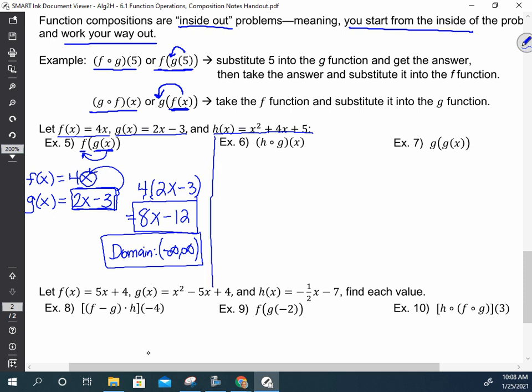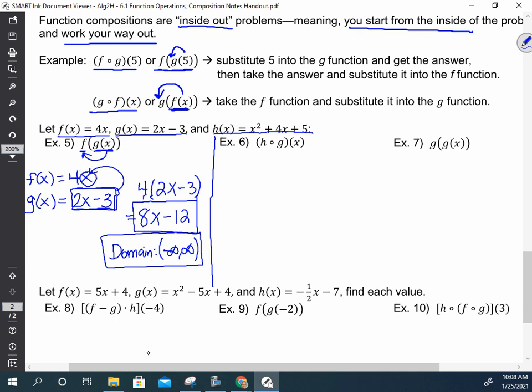Good question. Anyone else with questions before we do example 6? All right, let's do example 6.